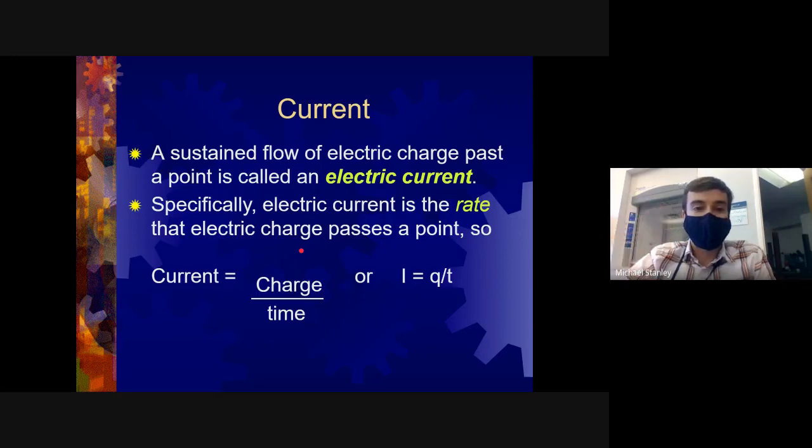In extra sciencey terms, we represent current with an I. Don't ask me why. C was already taken by something else in physics, and so they decided I works. Charge is Q. Again, too many C words, need to use something else. And then time, luckily, gets to stay as T. So current equals charge divided by time, or I equals Q divided by T.